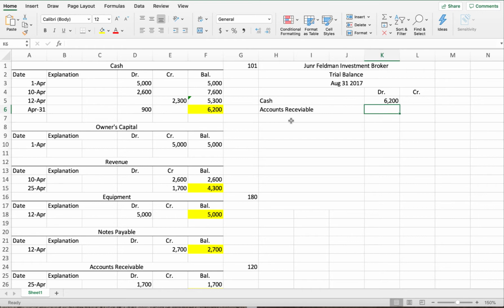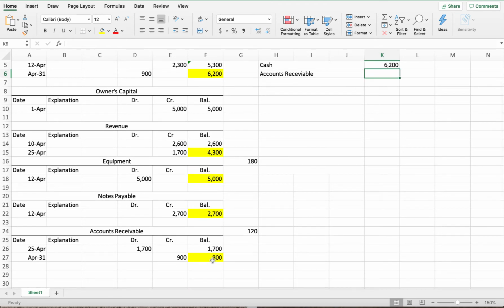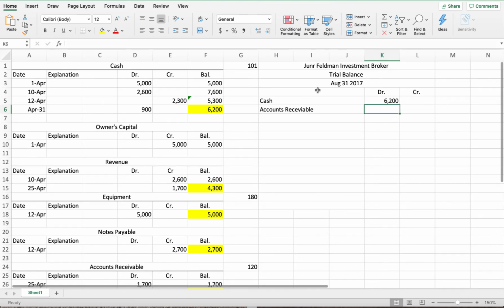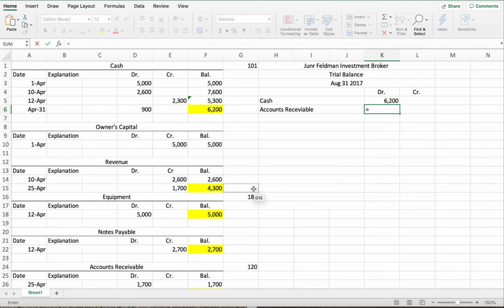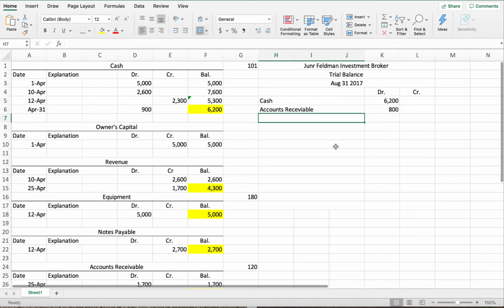What's my accounts receivable balance? Well, I just go to the ledger and find my accounts receivable. Oh, it's $800. That's my ending balance. So on the trial balance, I need to make sure I have a debit of $800. I just link them up. That's all I do. And there we go.